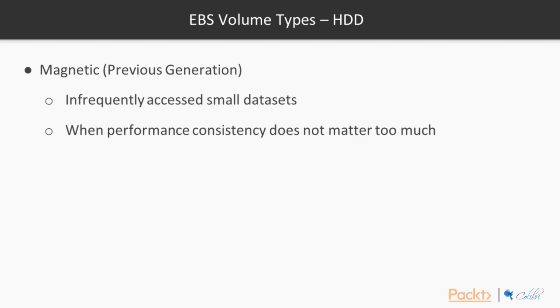Then we're going to talk about magnetic. This one is part of the previous generation of EBS volumes, but the exam can still cover it. So you think about using this for infrequently accessed small data sets, and when performance consistency doesn't matter too much.